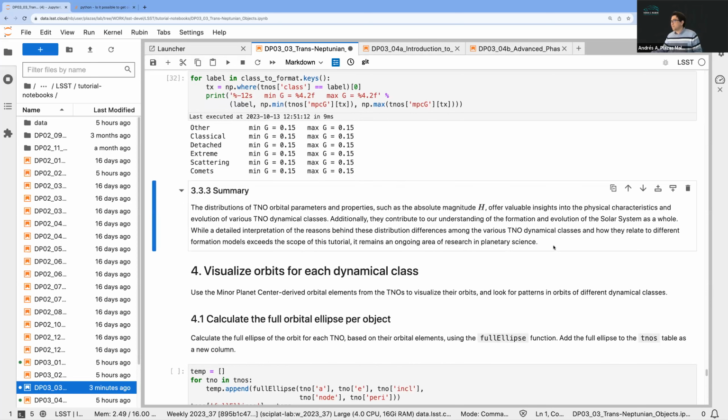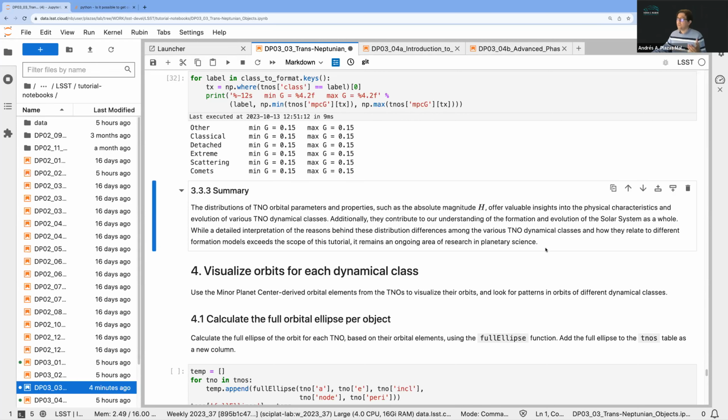Then, as a summary of what I have been repeating, the distribution of these TNOs' orbital parameters, and also properties such as the absolute magnitude H and the size, give us insight into the physical characteristics and the evolution of the various TNO dynamical classes. Another thing I mentioned before is the different colors. It's interesting to look at the different colors of TNOs for different dynamical classes, and you can also place constraints on models of formation of the solar system based on that.